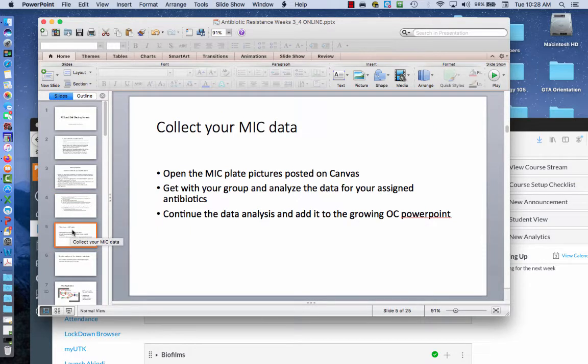All right, so before you all left for spring break, you did set up the MIC plates. So you can go ahead at any point and get with your group online through GroupMe or through some sort of chats or text or email, or even using the online Google Sheets and the PowerPoint docs. You will collect the data. You will analyze the data for your assigned antibiotics. Remember, you had one aminoglycoside and one non-aminoglycoside. You will discuss and analyze this data and add it to your growing oral communication PowerPoint.